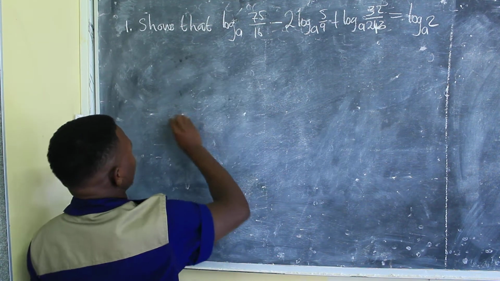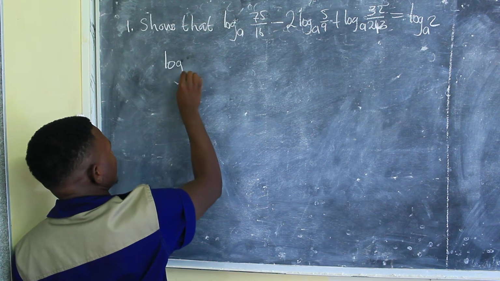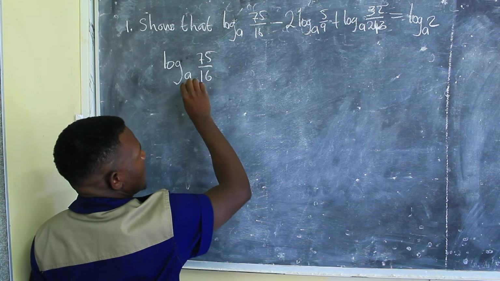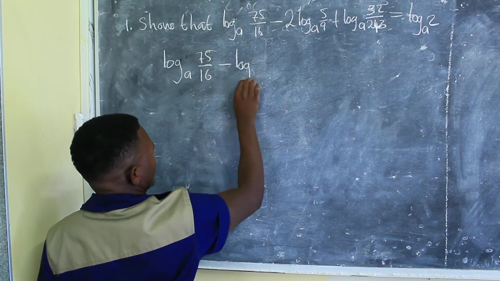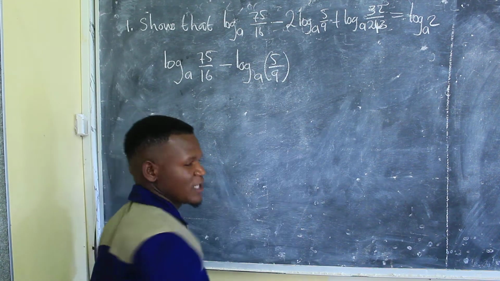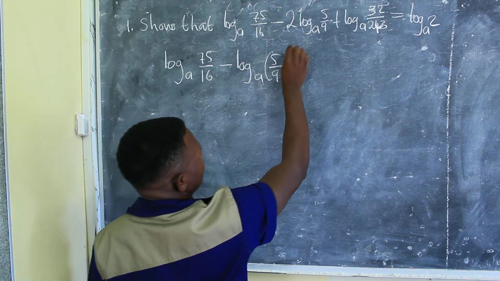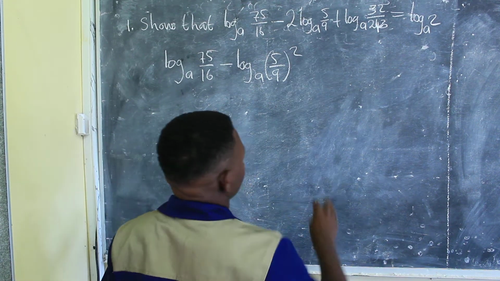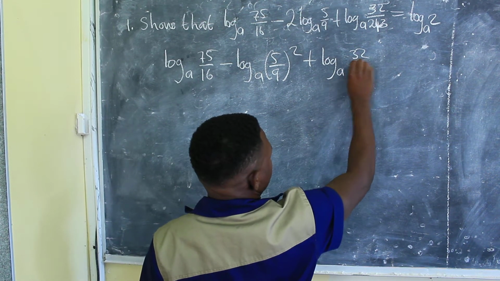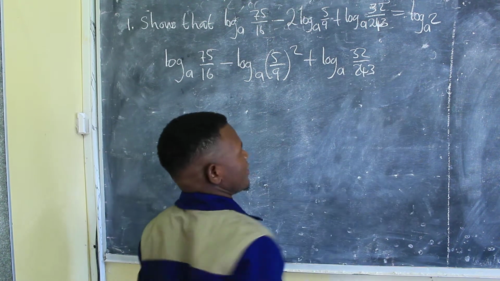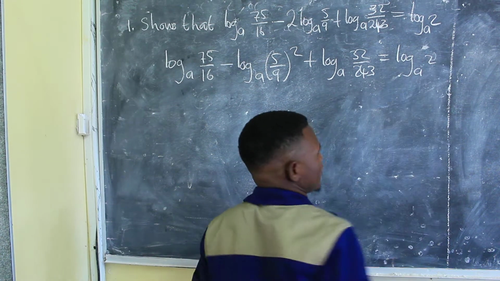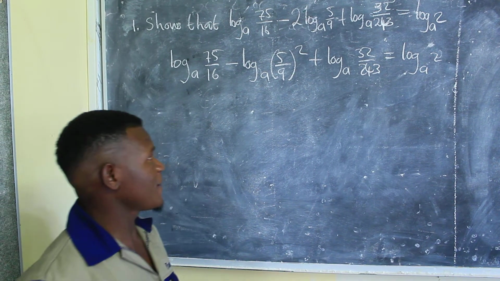I rewrite it the way it is. Log base A 75 out of 16 minus log base A 5 out of 9. I introduce the round brackets and then raise it to the power of 2, plus log base A 32 out of 243 is equal to log base A 2. That's step number 1.